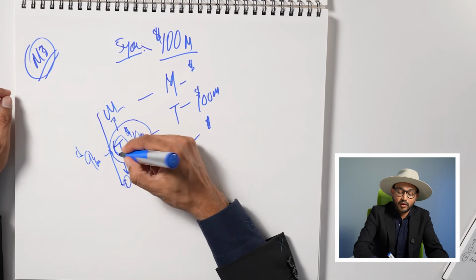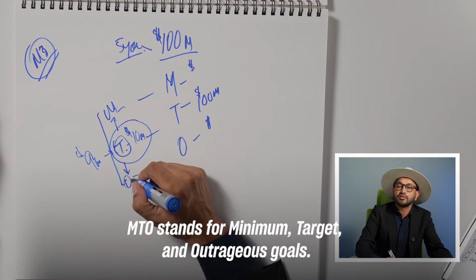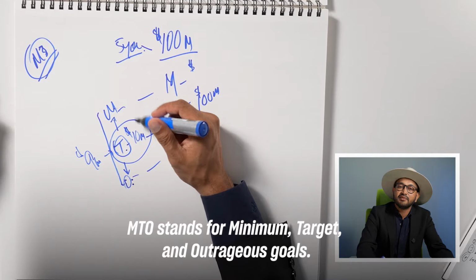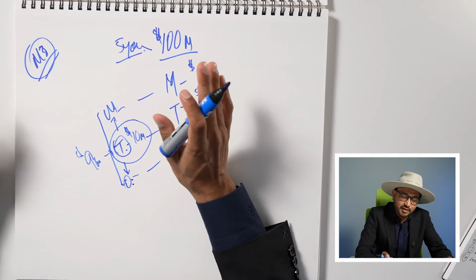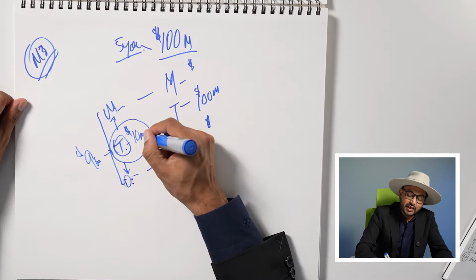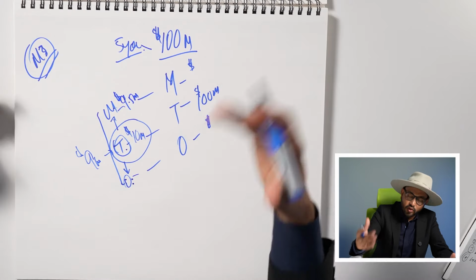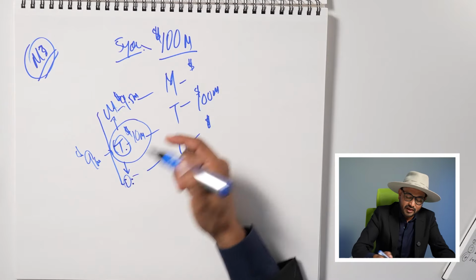So what if we had a range instead of just having one goal? This technique comes from a gentleman called Raymond Aron. I studied it many, many years ago, and I've been following it ever since. What we call it is MTO goals, or minimum, target, outrageous goals. The minimum is about 10-15% less than the target. This depends on the companies, but generally that's the range I take. So let's say it was 10 million, I would make it 9.5 million minimum. It's a little more like a 5% difference.